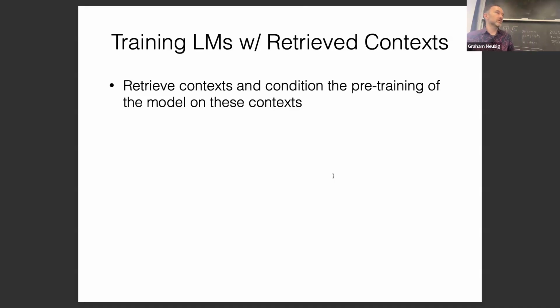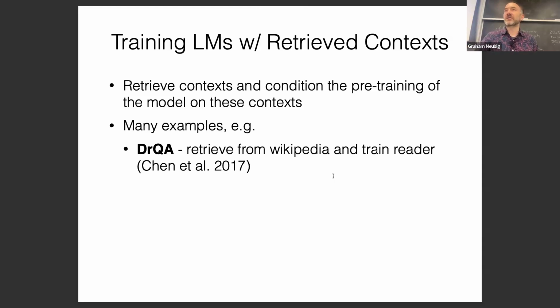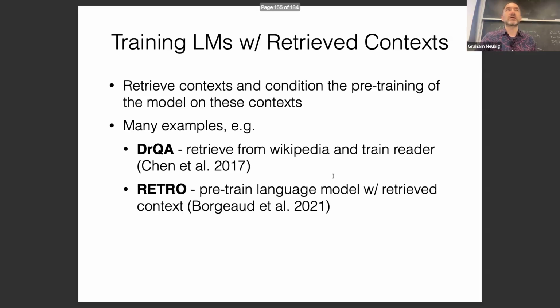The most common way to do this is just to retrieve a whole bunch of contexts and then train the language model to maximize the likelihood of the output given all of these contexts. And this has a long history. This was done in DrQA, where they retrieved from Wikipedia and trained a reader based on this. It was also done in RETRO, where they did language model pre-training with retrieved contexts.